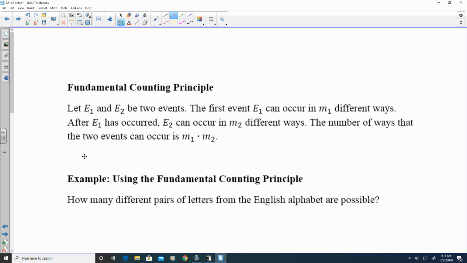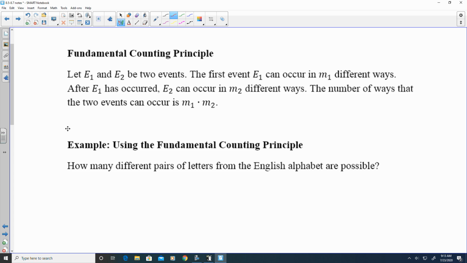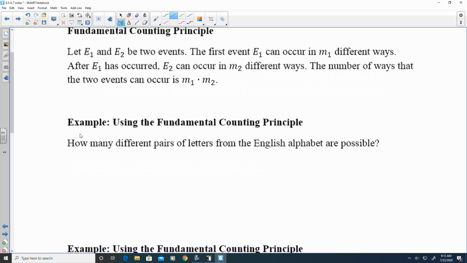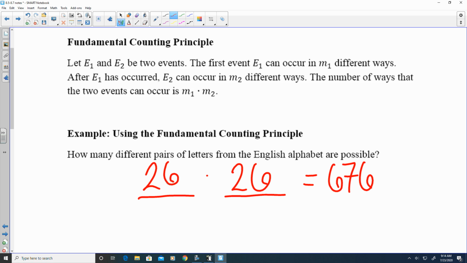So the fundamental counting principle. If I have 2 different events, and I know the first event occurs m1 ways and event 2 occurs m2 ways, to figure out the number of ways that the events can occur together, I would multiply m1 and m2. So how many different pairs of letters are in the English alphabet? Since the English alphabet has 26 letters, that means I have 26 options the first time and 26 options the second time, and I will multiply them according to that counting principle and get 676 pairs.